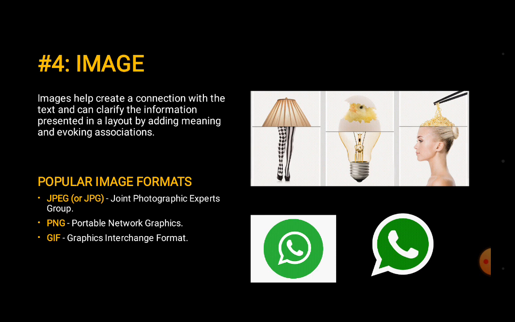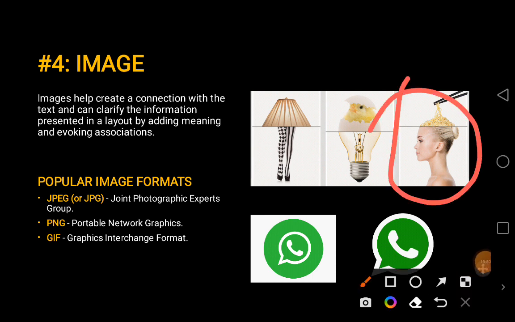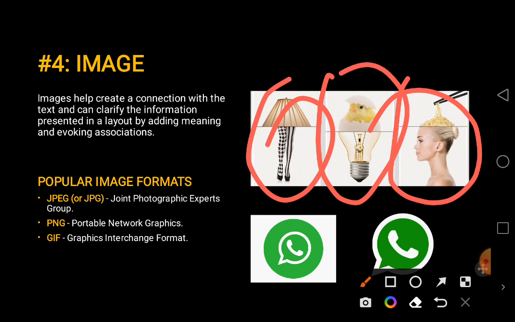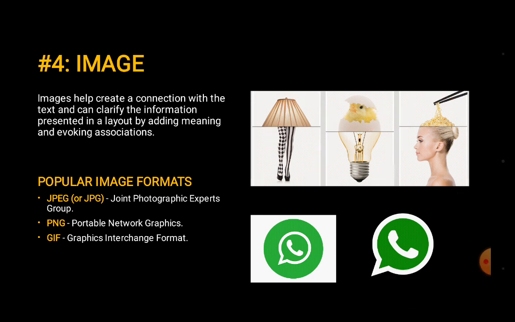Image can be used to create a connection with a text, or you can use picture. This is another name for image. It can be picture. So you can use picture to connect with a text, to give more elaboration about a text you are trying to show people. Or you can even use picture on their own, like when you are going to a place, probably some places they use just ordinary picture to explain.